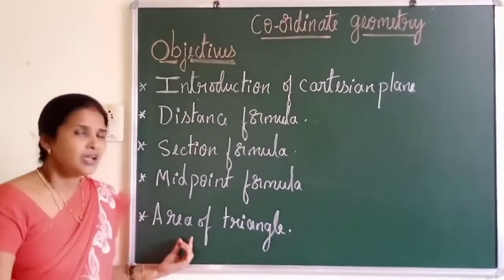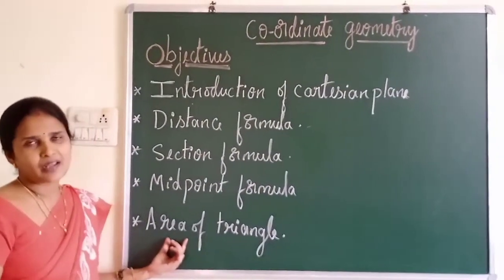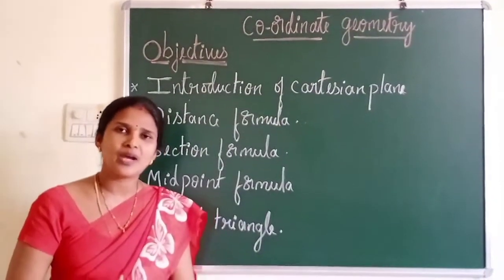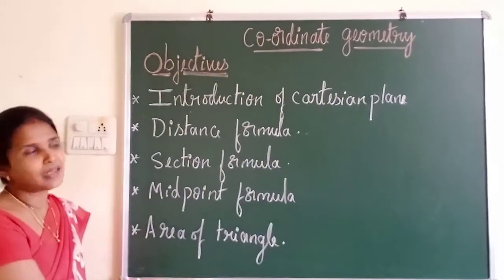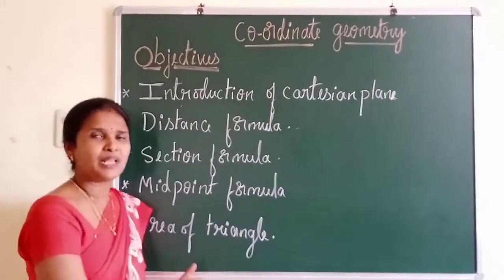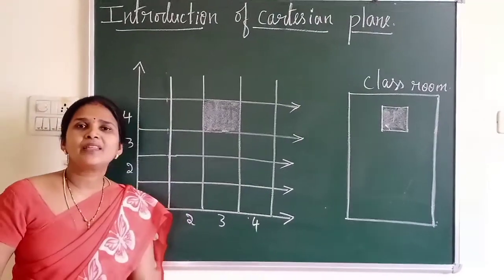Next, at last, we are going to learn area of triangle. As you know, normally area of triangle in geometry is half into base into height. So here we are using algebra and finding area of triangle in case of Cartesian plane. Now, introduction to Cartesian plane.